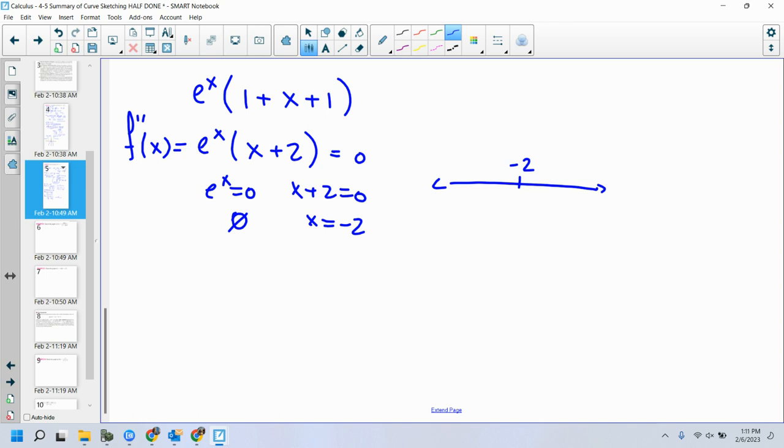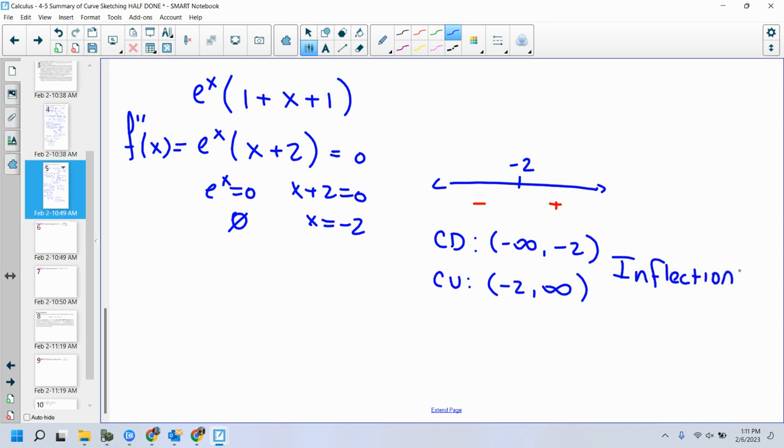If I have -3, -3 plus 2 is going to come out negative. So positive times a negative is a negative. If I plug in something to the right of -2, say 0, that's going to be 1 times 2, 2. Positive. So that tells me that this is concave downward from -infinity to -2 and concave upward from -2 to infinity, which means that there's an inflection at -2 comma something. And when I go to plug it back into my original, -0.27.